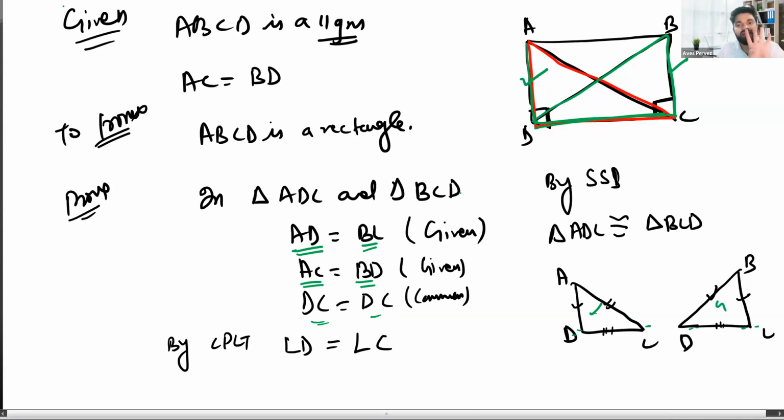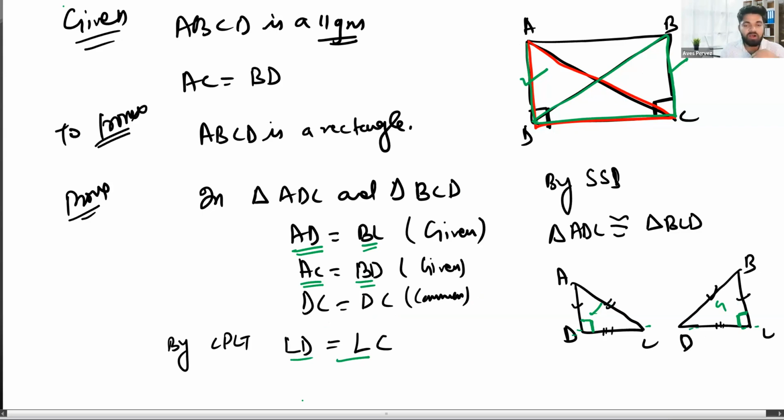So by side, meaning this side and this side, and this side and this side, these two triangles are congruent, the red one and the green one. So by congruence, the angle of the red one becomes equal to this angle of the green one. Means angle D is equal to angle C.